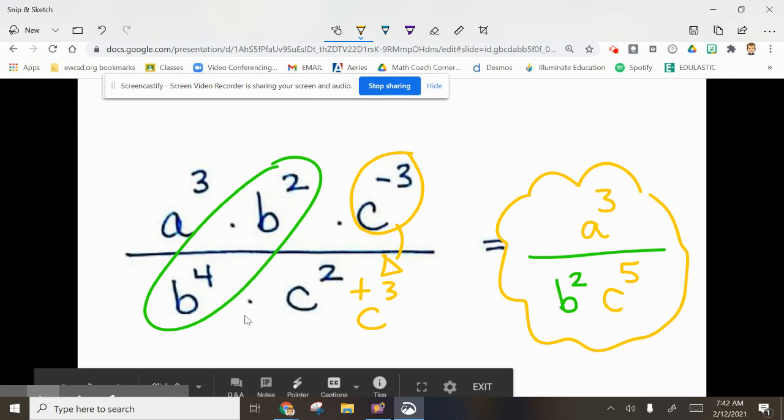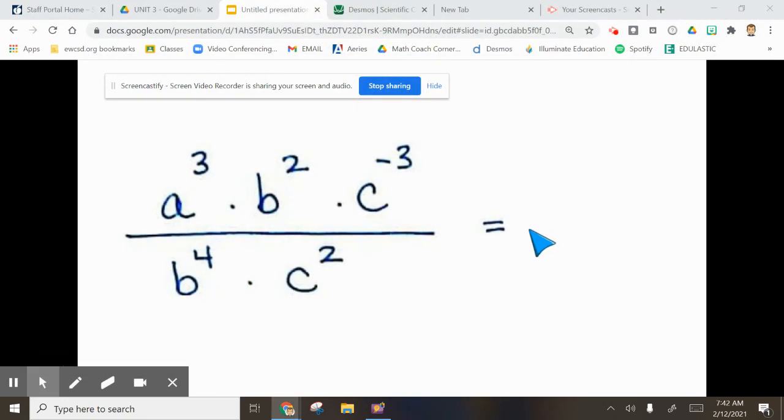This is definitely high school level. In 8th grade, these are all going to be integer bases. But in high school, they're going to be variable letter bases. All right? So I think we have like one more.